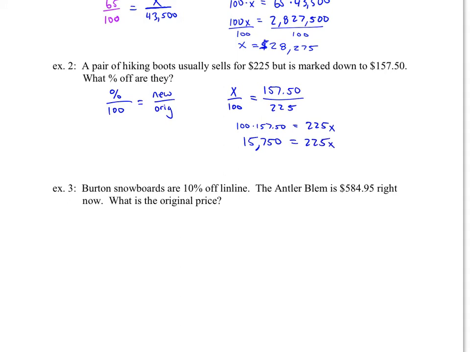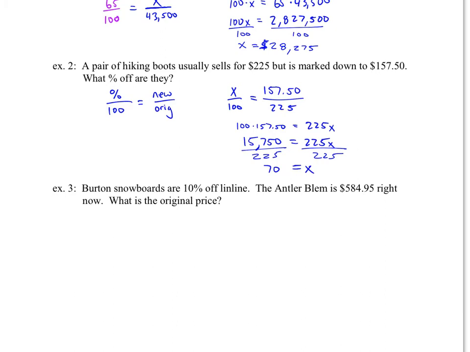I am writing it all out, because that way if I make a mistake, I know where it is. Okay? Divide by 225. If you just want to plug the numbers into your calculator and do that, I'm not going to cry about that. So, what do you get when you do that? 70. 70 equals x.